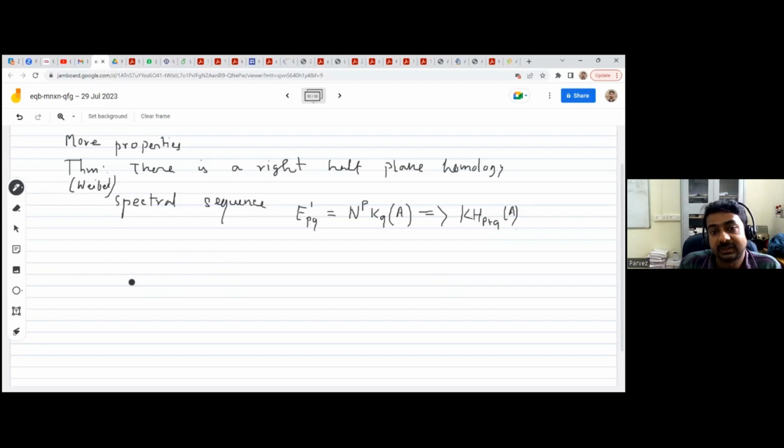But this is also clear, right? It is clear that we have a map from K to KH. This is almost by definition, because of the way KH is defined: K of something, and then geometric realization is taken. So we always have this map K to KH. And then there is another interesting theorem, called excision.